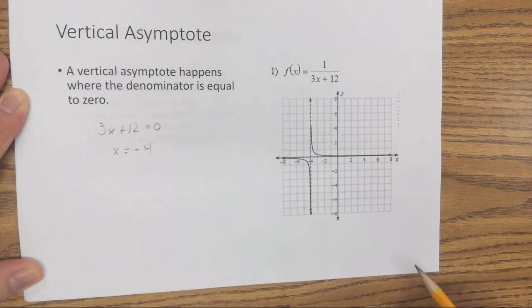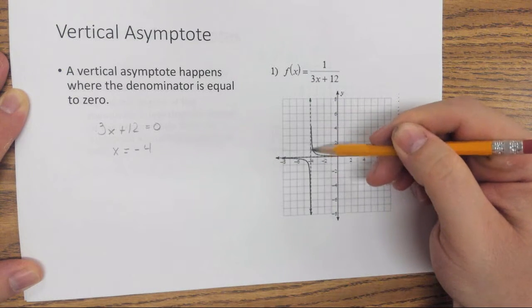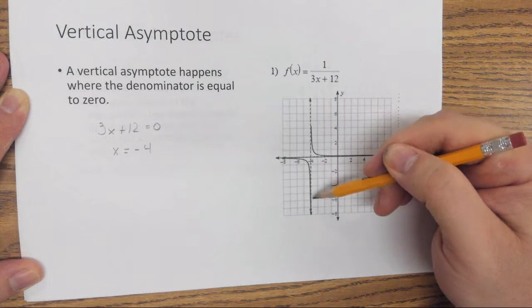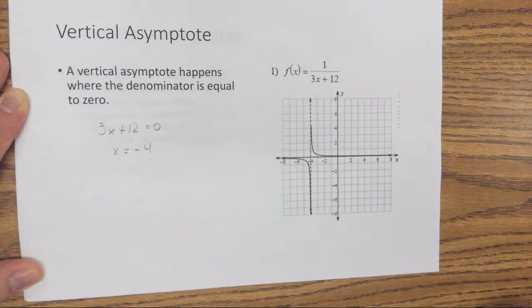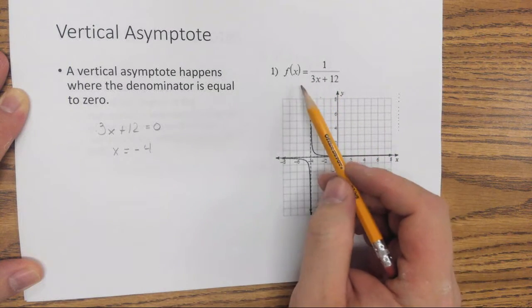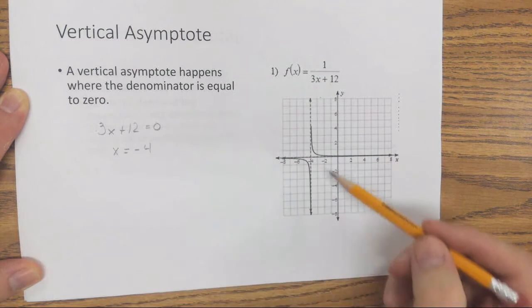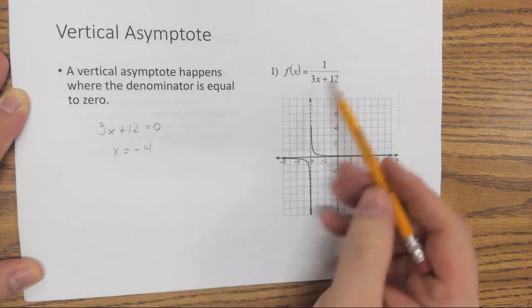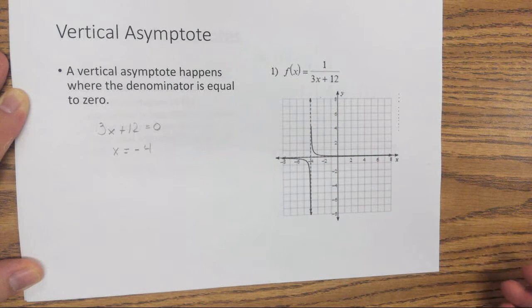Okay. So my vertical asymptote happens at negative 4. It's the line x equals negative 4, which is a vertical line. That's all there is to it. Simplify this, factor it, whatever you end up having to do in this denominator, then set each piece equal to 0, and every place where this denominator is equal to 0, you'll get a vertical asymptote.